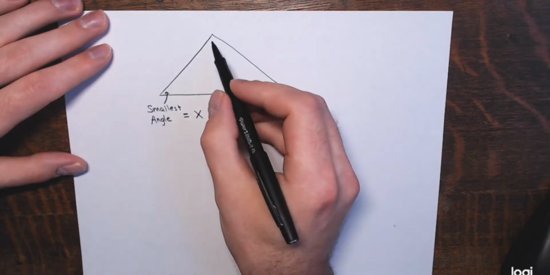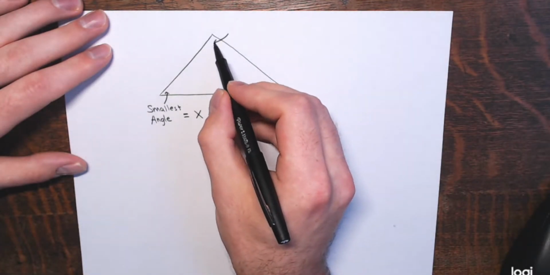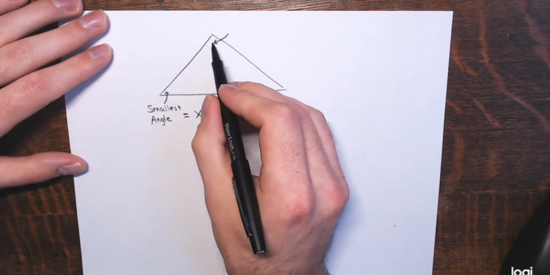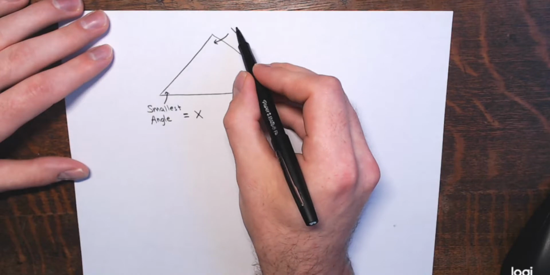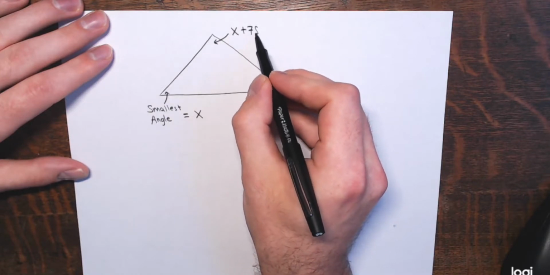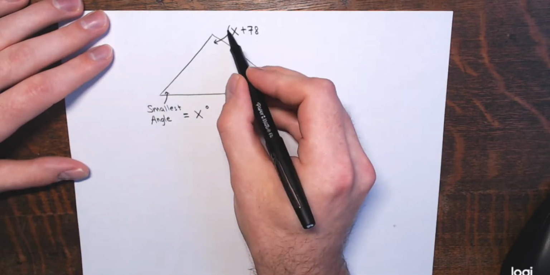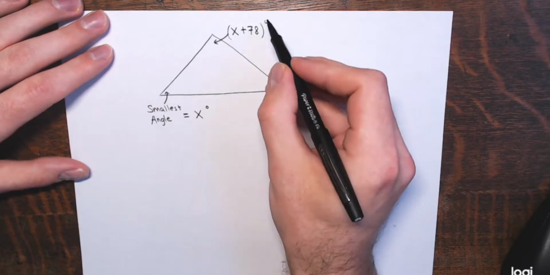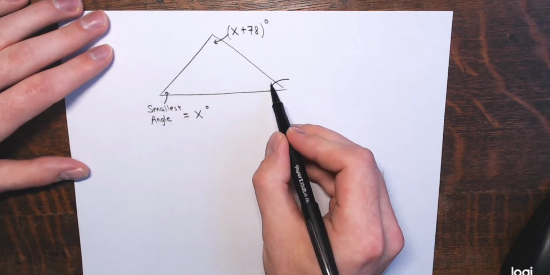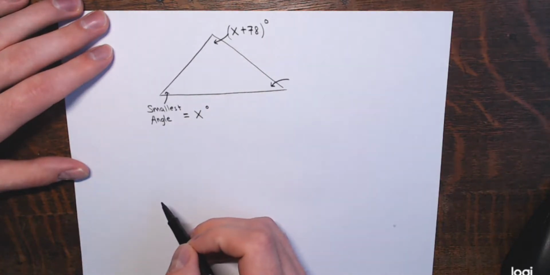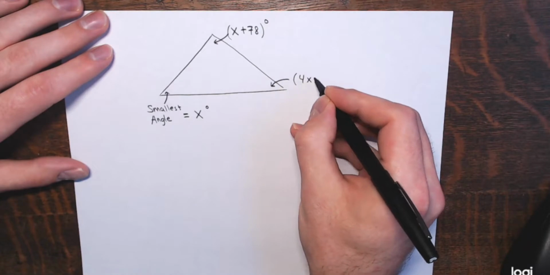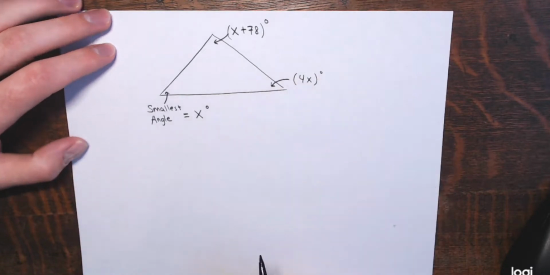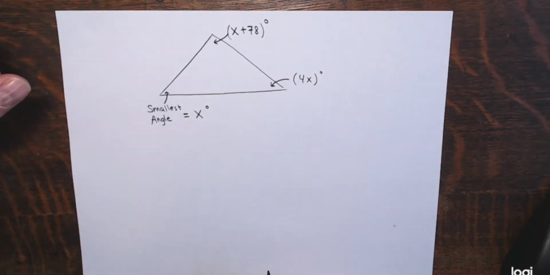And then they said one angle, let's say this one here, was 78 degrees more than the smallest angle. So this is x plus 78. This is x degrees. This one's x plus 78 degrees. And then that third angle, they said, is 4 times as large as the smallest angle. So 4 times x degrees. And we're asked to find the measures of all 3 of these angles.